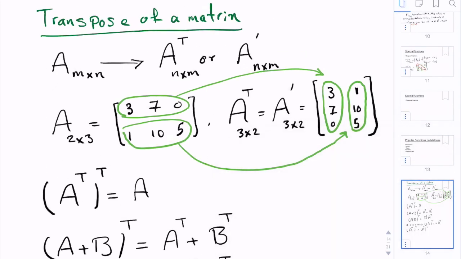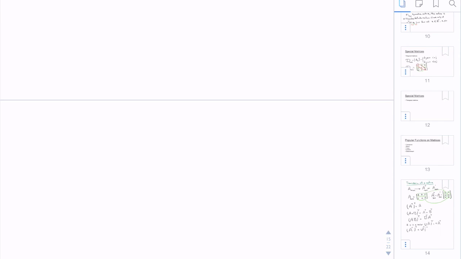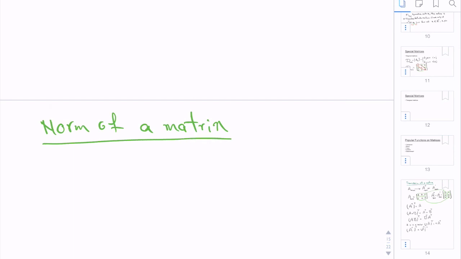Second is the norm of a matrix. So what is the norm of a matrix? The norm of a matrix is very similar to the norm of a vector. We need to square individual elements, sum them up, and then take the square root of all elements. So basically, if I define A as an m by n matrix whose elements are a_ij, I need to square all elements and then sum them up.